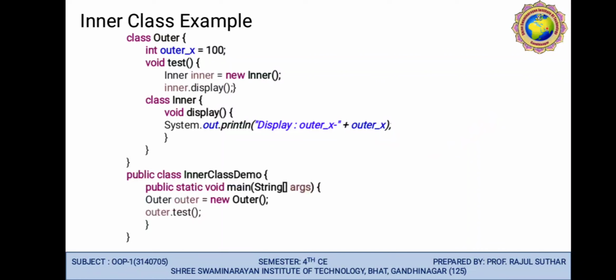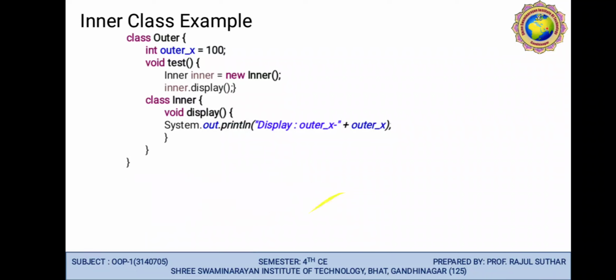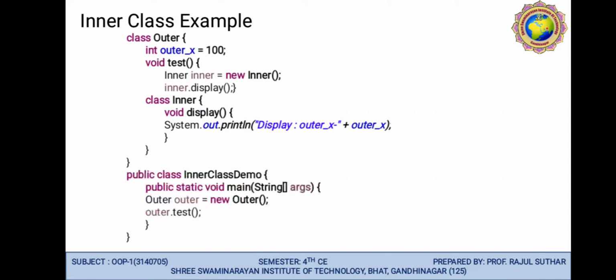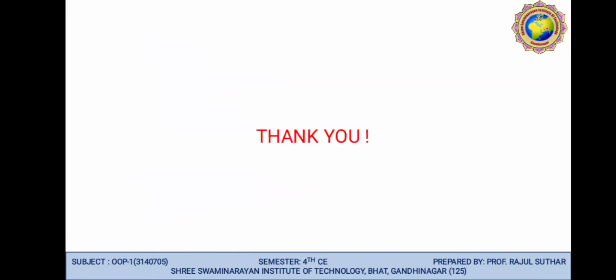Here the main method is used. The name of the class is InnerClassDemo, public static void main(String[] args), Outer outer is equal to new Outer, and we just try to run the program. So outer.test, this test method is initialized here, outer.test.